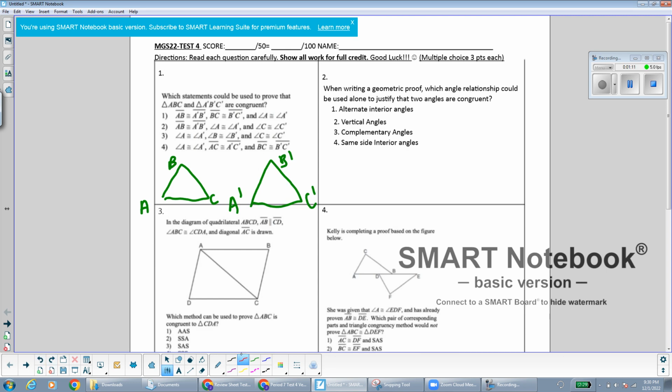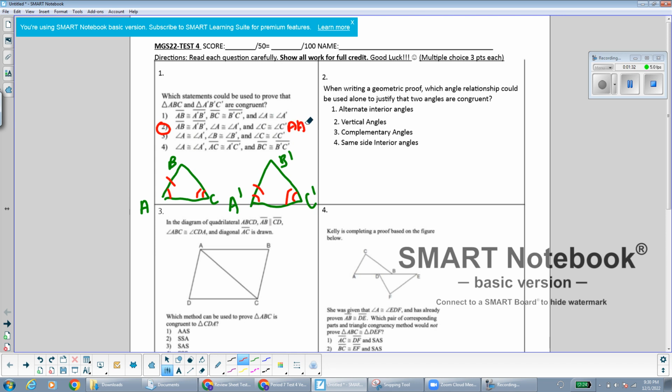Okay, moving on to answer choice number 2. AB is congruent to A prime B prime. Angle A is congruent to angle A prime. And angle C is congruent to angle C prime. Looking around, that's AAS. And AAS is a valid method of proving triangles congruent. So that is the correct answer choice.